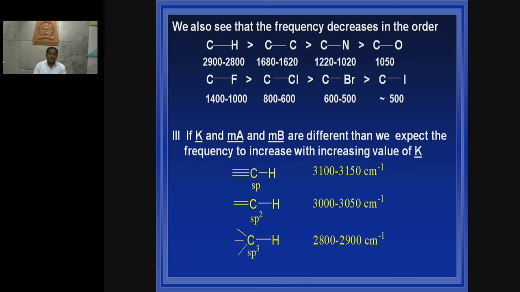As you already know, sp is more electronegative than sp2, and sp2 is more electronegative than sp3. That's why the CH bond in the first case has a higher force constant than the CH in the second case, and the CH in the third case. That's why the values you can observe are highest for the first, somewhat less for the second, and again less for the third one.